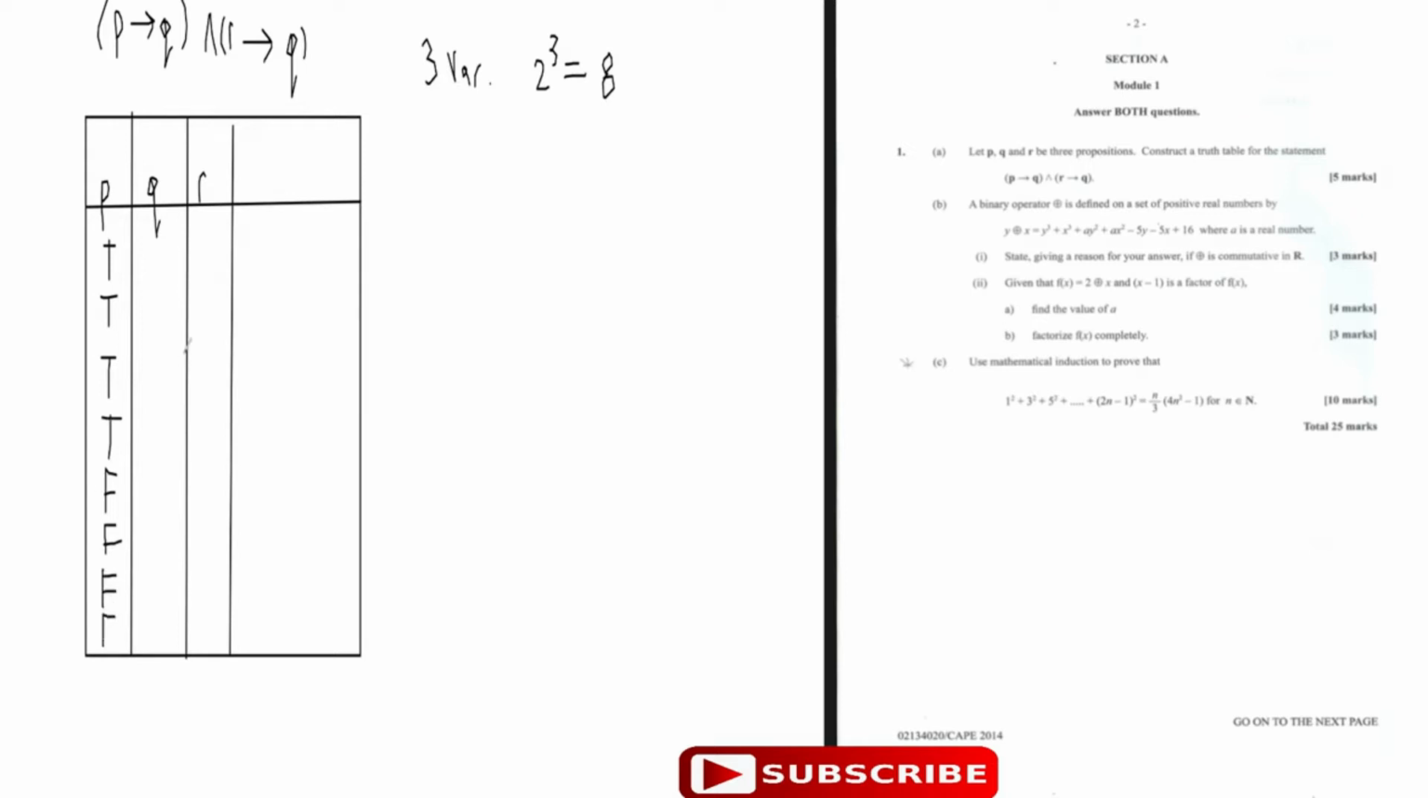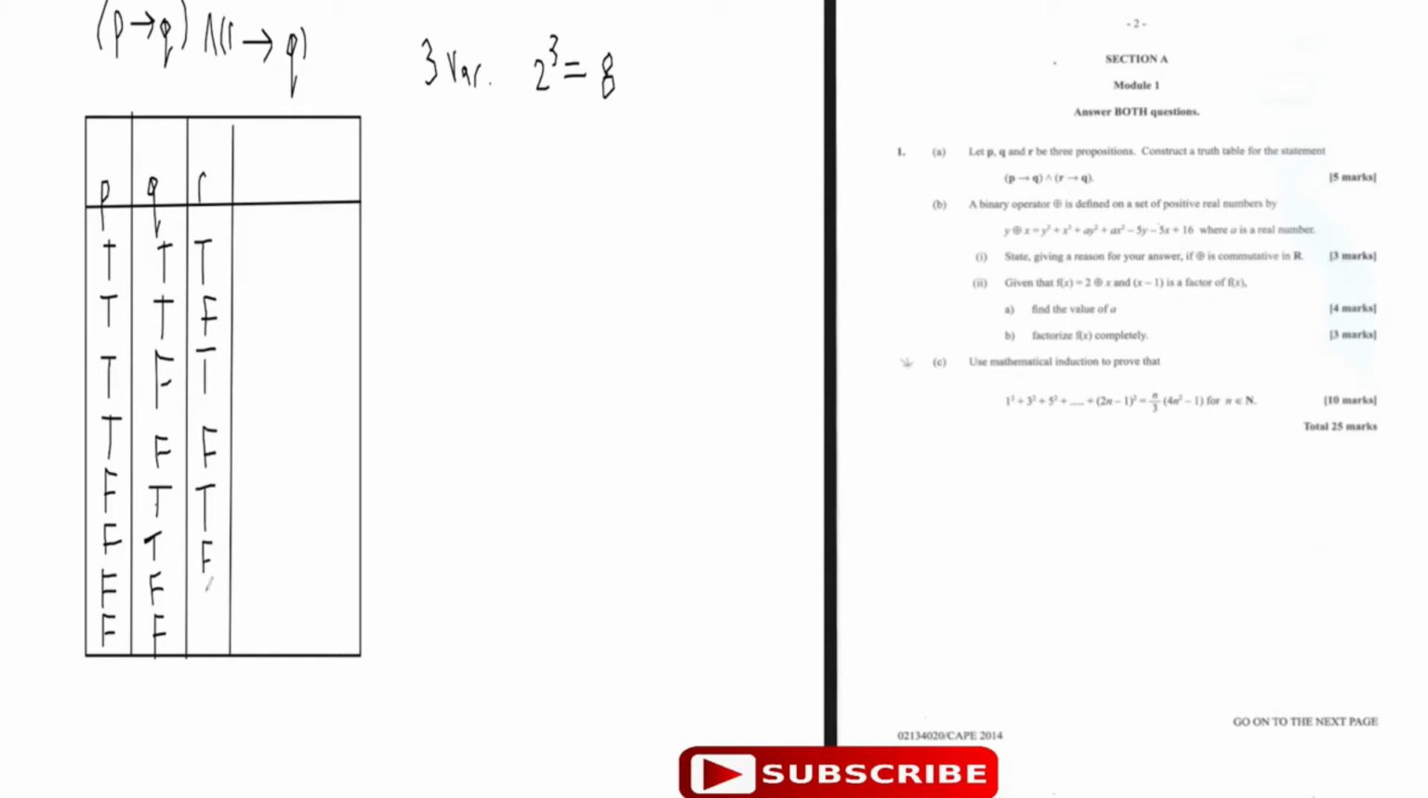So that's for P. Then for Q, it's going to be true, true, then false, false, then true, true, then false, false. That gives the 8 possibilities for Q. Nice and easy. Then for R, it's going to be true, false, true, false, true, false, true, false.